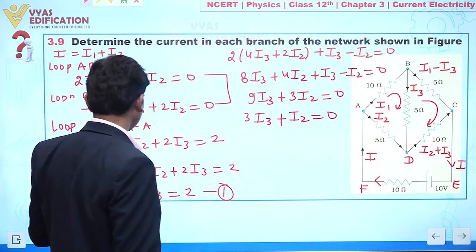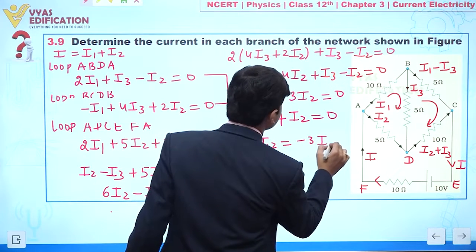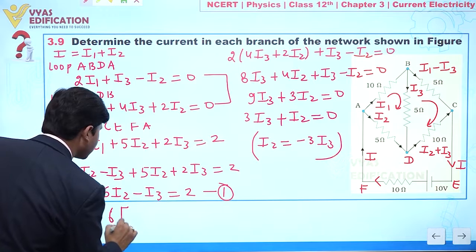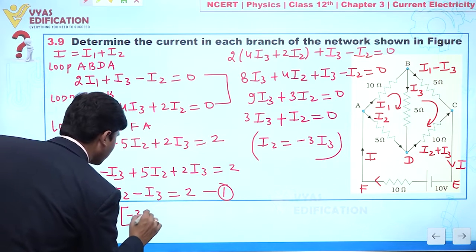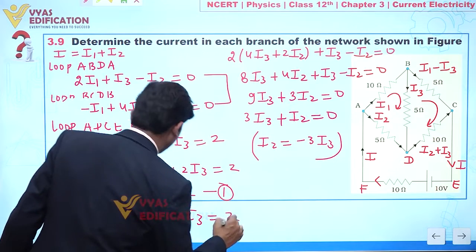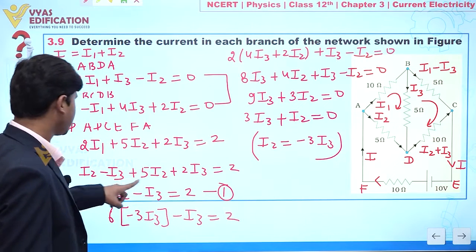I can put the value of I3. The I2 value, we can say, is minus 3I3. So I can say this is 6 times I2, minus 3I3, minus I3, this should be equal to 2. Clear? 6I2.